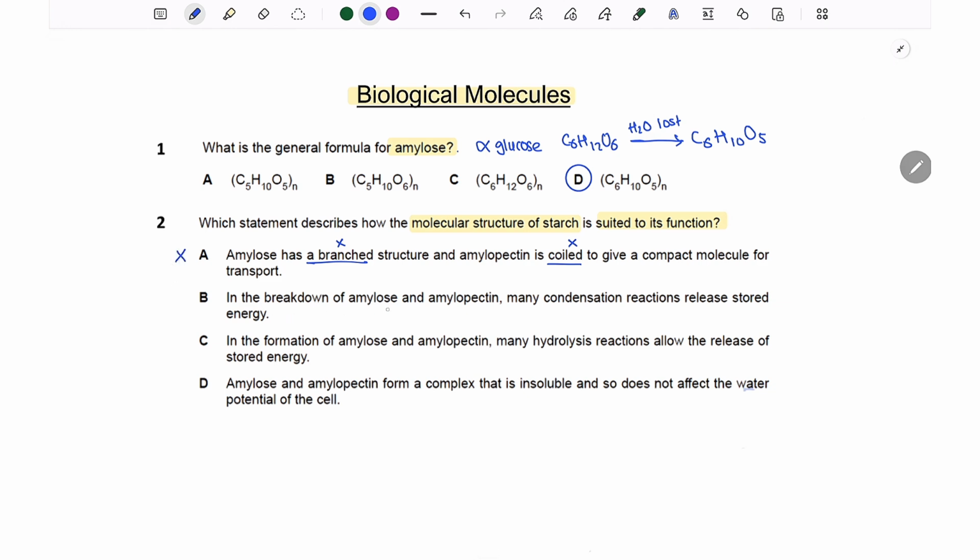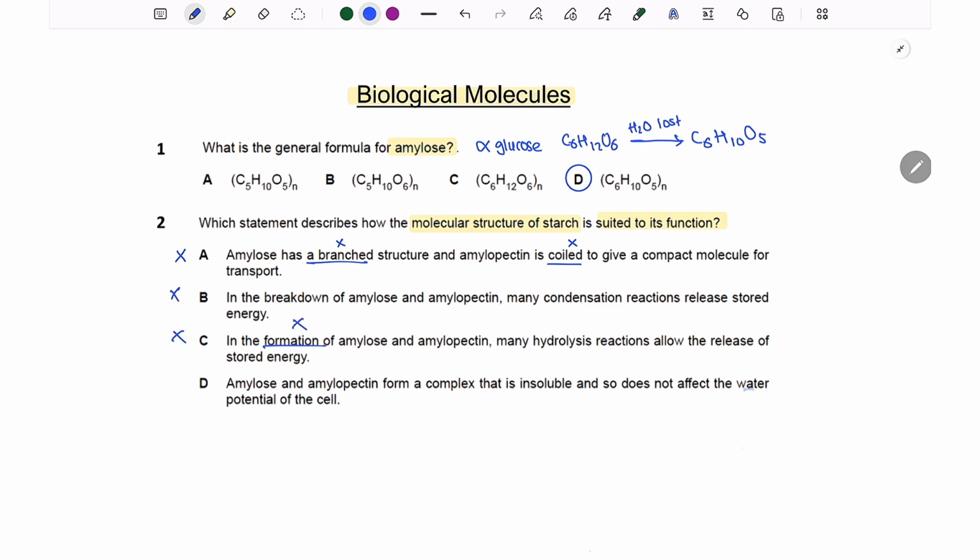B, in the breakdown of amylose and amylopectin, many condensation reactions release stored energy. Okay, but is that related to the function? Not really. In the formation of amylose and amylopectin, many hydrolysis reactions allow the release of stored energy. No, in the formation it's condensation reaction, and in the breakdown it would be hydrolysis. So that's wrong.